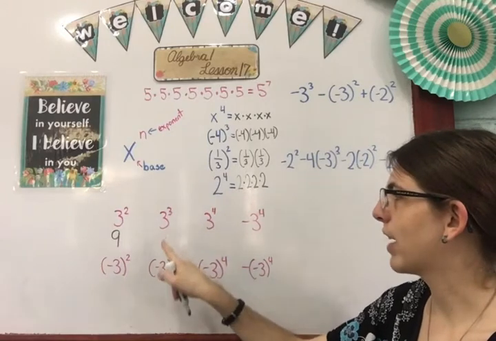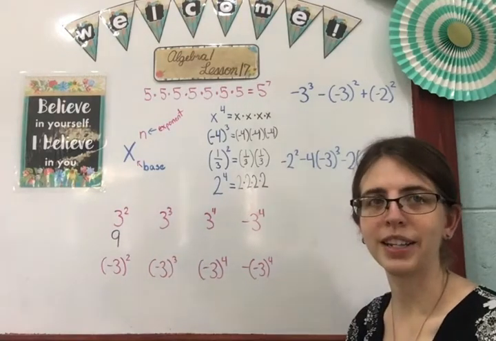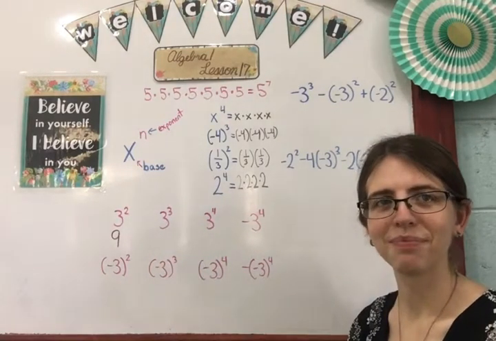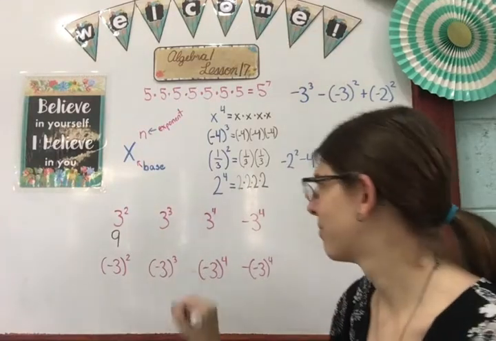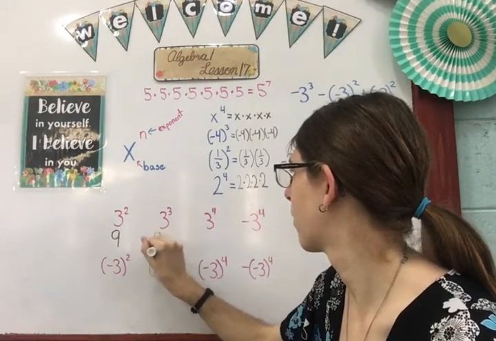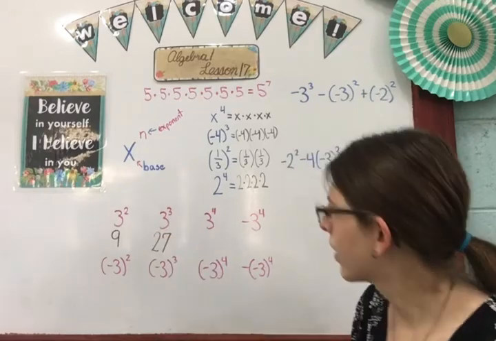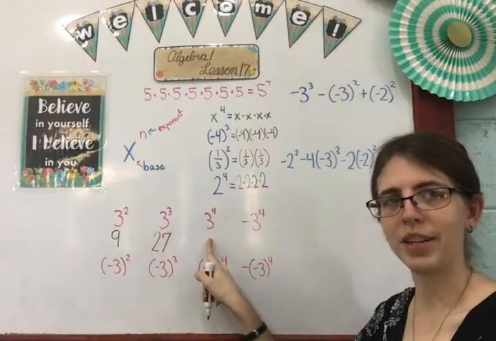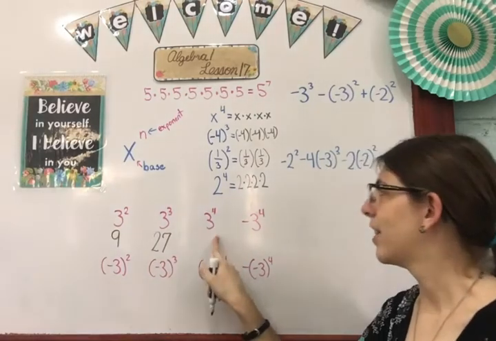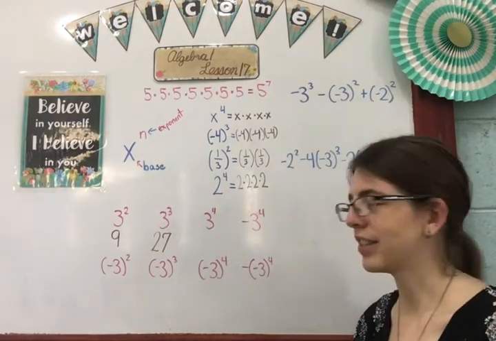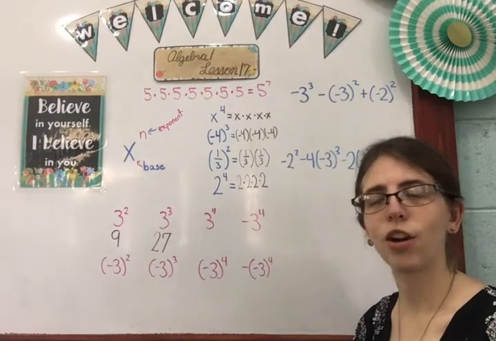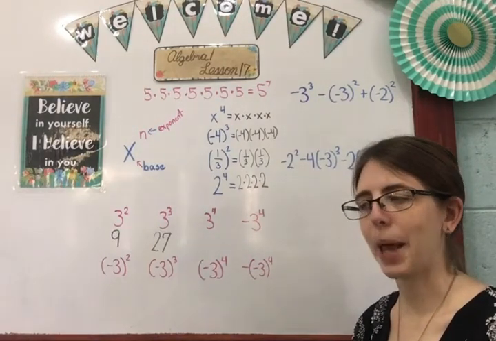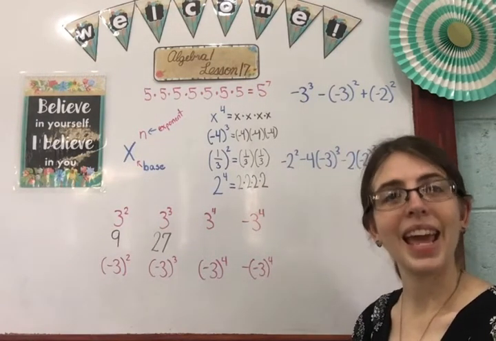Positive base, positive exponent, positive answer. 3 times 3 times 3. What is that? 27, that's right. Okay, now I have 3 times 3 times 3 times 3. 3 to the 4th power. Positive base, positive exponent. So my answer will also be positive. What is it? 81, yes.